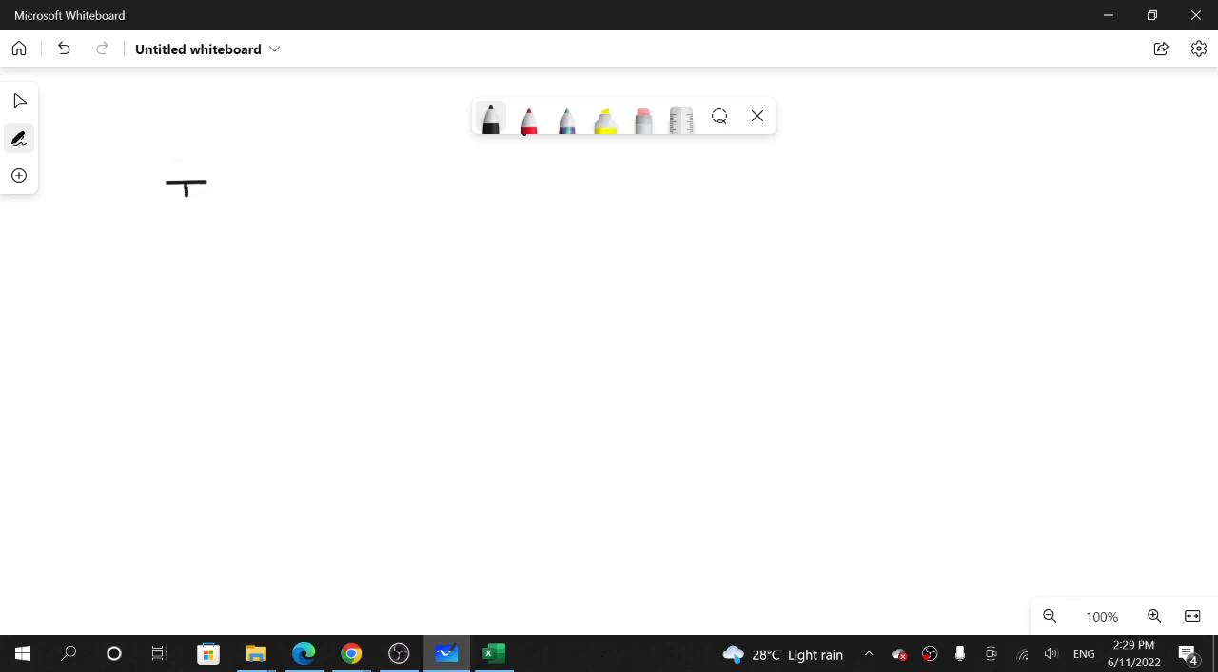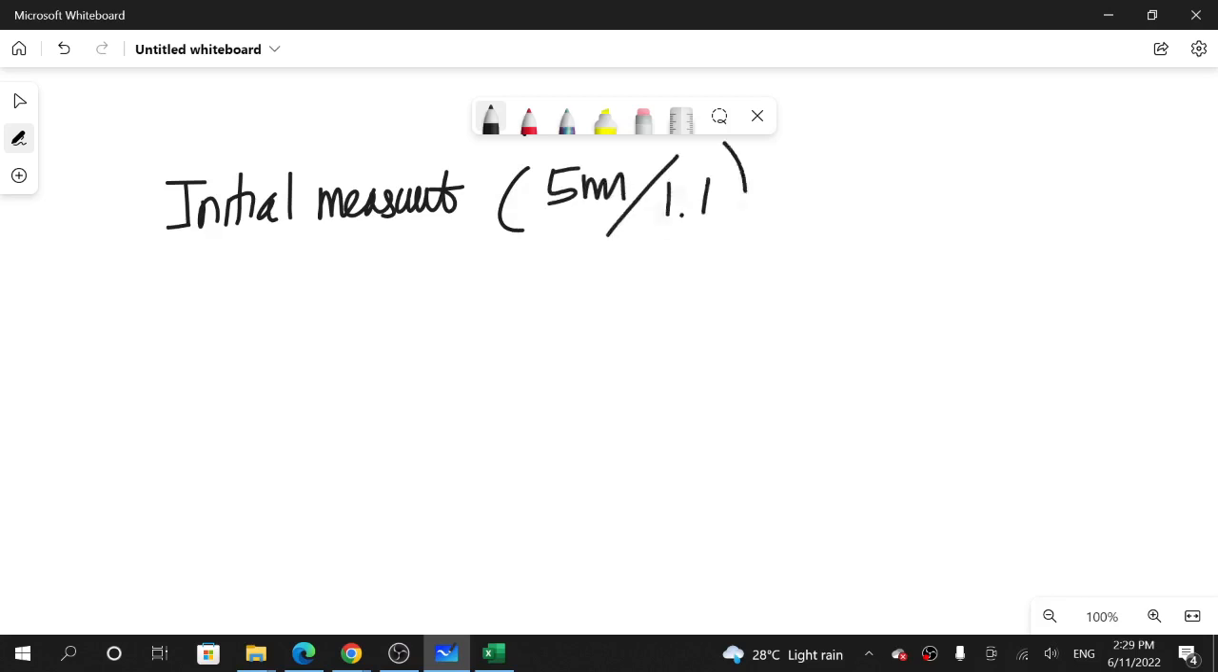So how can you take the initial measurement? We have given a 5 million loan. This 5 million loan you should divide by 1.1. Then you are getting the present value as 4,545,454. How did you get this fair value? You divide 5 million by 1.1.